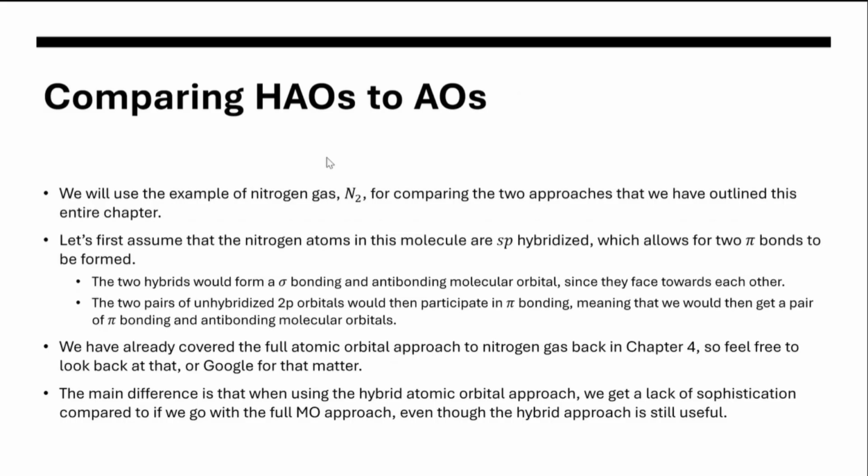Now, we've already covered the full atomic orbital approach to nitrogen gas back in chapter 4, so feel free to look back at that or even Google that for that matter. The main difference is that when we use the hybrid atomic orbital approach, we get a lack of sophistication, since of course this is a gross oversimplification, compared to if we go with the full MO approach, even though the hybrid approach is still useful for some use cases.